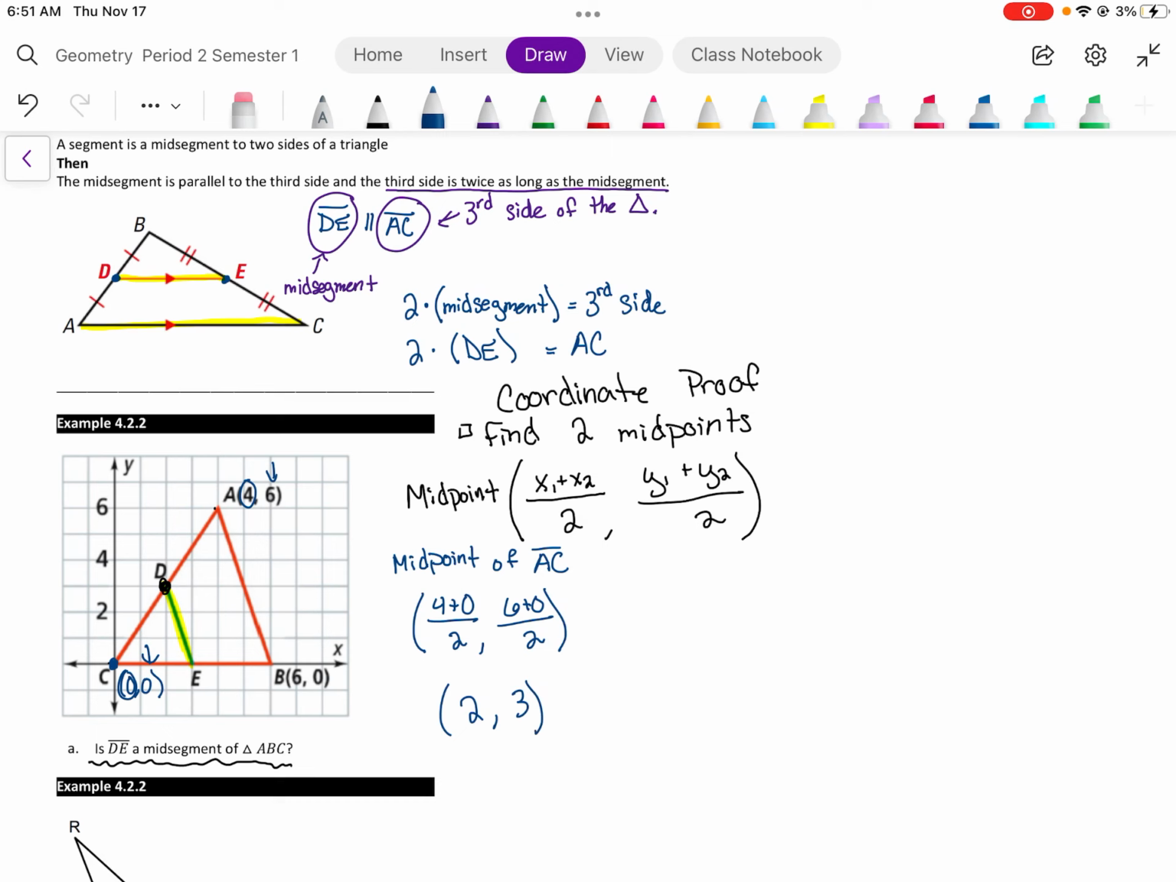So we're going to go on to our picture. We're going to find point 2, 3, and if this is a mid-segment, it should end up being where that point was, and this is point D. So we're going to label it point D.